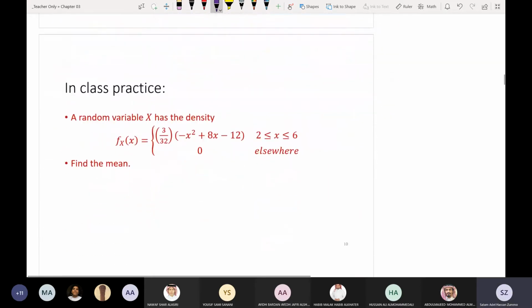Let's have a practice and try to find this. We have a random variable X with a PDF that is given by this. It's a specific function. Doesn't mean anything. It's not a well-known PDF. And it's only defined from 2 to 6, and it's 0 elsewhere. The question is find the mean. Okay, Shabab? Let's find the mean. What is the mean here?